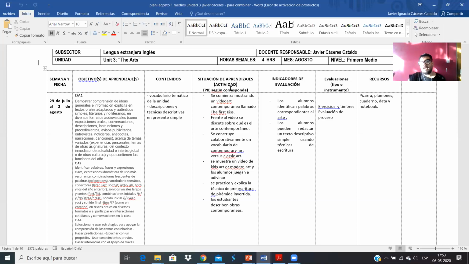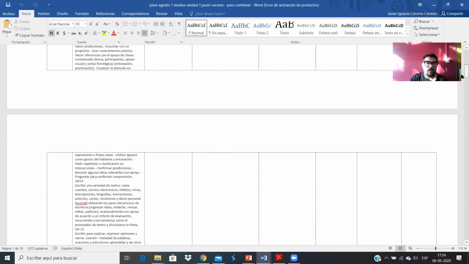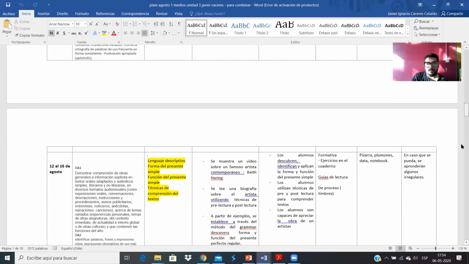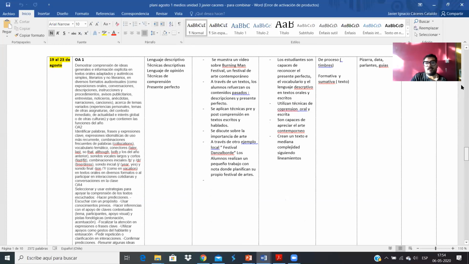Then you go also into indicadores and how you're going to evaluate this. But what is different when you plan a whole unit? One, you don't put the class objectives, you put the OAs, and you don't go activity per activity. You just put the situations that students have to practice. Only that. So this is week by week, for example. This is an example of week per week: week 1, week 2, week 3, and week 4. So these are 8 classes, and here's the whole unit.